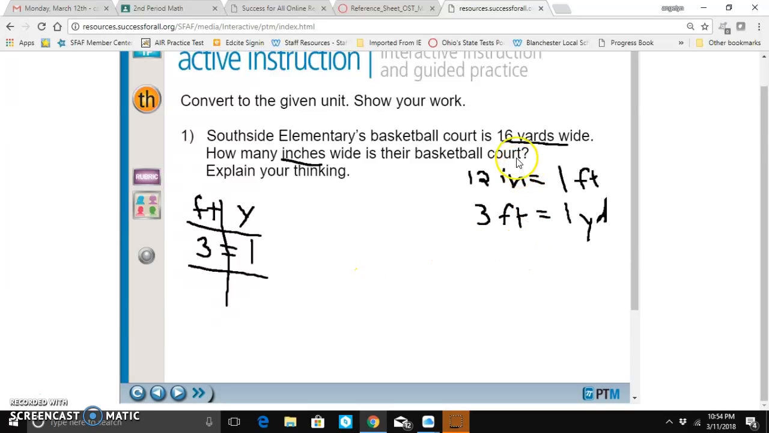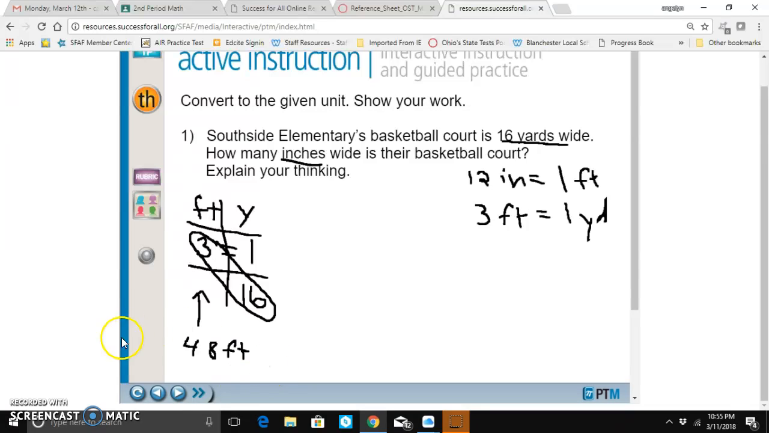Okay, so in order to convert 16 yards into feet, we have 3 feet is equal to 1 yard, and then we're going to put 16 yards under yards. Okay, we don't know how many feet are in 16 yards, so we're going to use cross multiplication to do that. So if I do 16 times 3, that would be 48, and then 48 divided by 1 is 48. So that means that there are 48 feet in 16 yards. Okay, we're not done because it says how many inches wide.